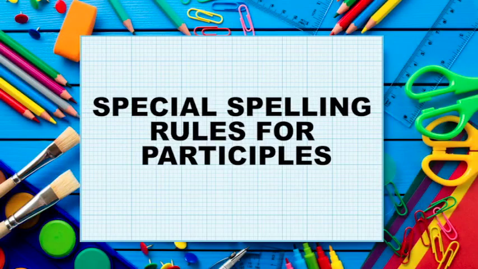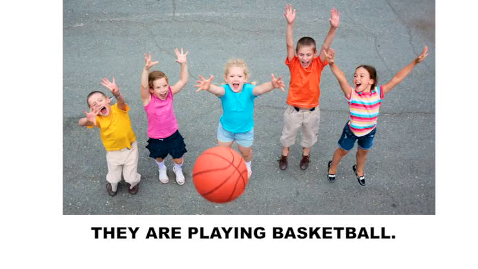Special spelling rules for participles. Let's look at another sentence which uses the present progressive tense. They are playing basketball. In this sentence, our subject is they, so we use the helping verb are and the verb play plus the ing ending.